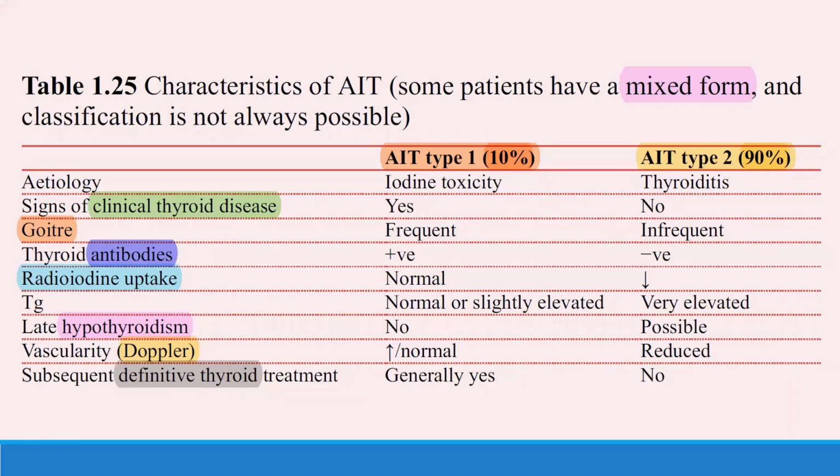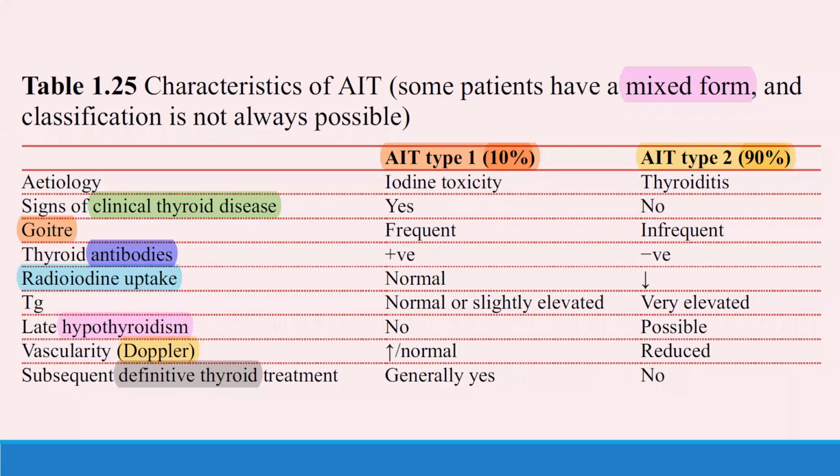Vascularity, and this is the most important to differentiate between type 1 and type 2, is continuous flow Doppler sonography, vascularity by Doppler. And the second choice for differentiation between type 1 and type 2 is radioiodine uptake. And don't forget that type 1 is managed by carbimazole, but type 2 is usually managed by corticosteroid.